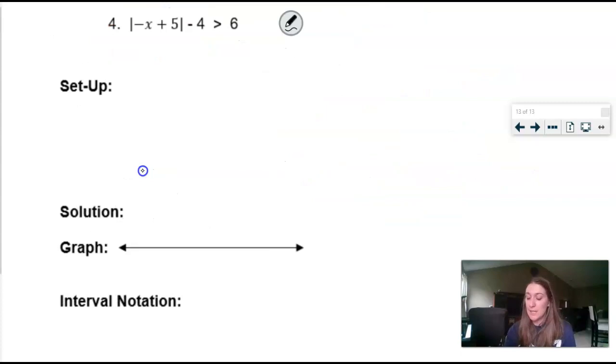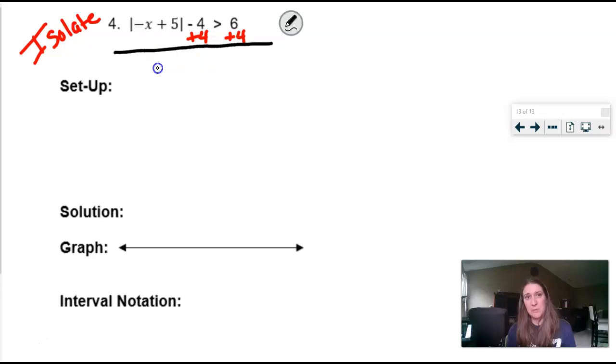All right, so again, we need to isolate on this question. I'm going to write a little note to myself in my notes. I think this is our last question. So isolating first, I'm going to add this 4 over. Very critical step, guys. The most common mistake on this question would be kids don't isolate before they work. So the true problem here is the absolute value of -x plus 5 is greater than 10.